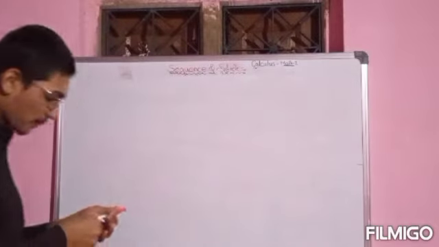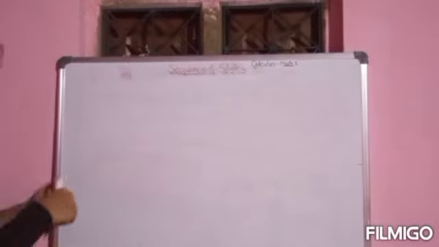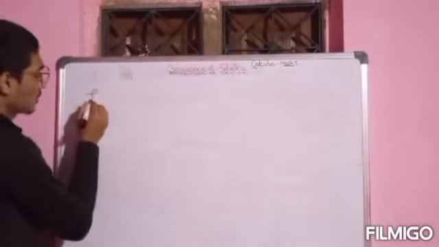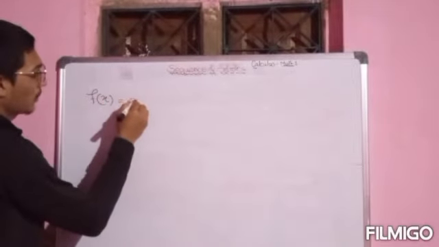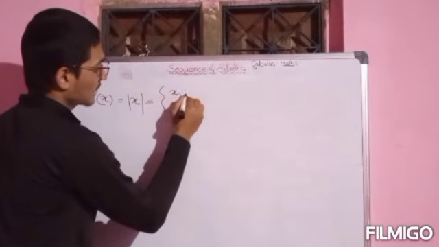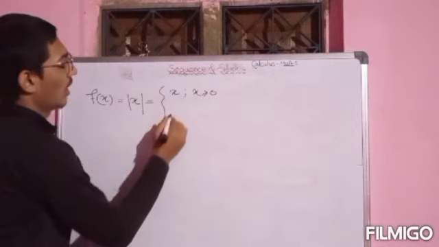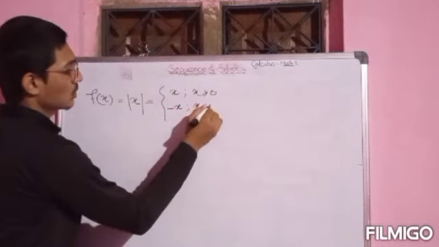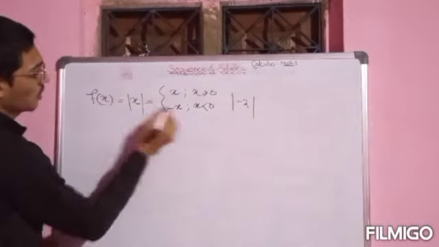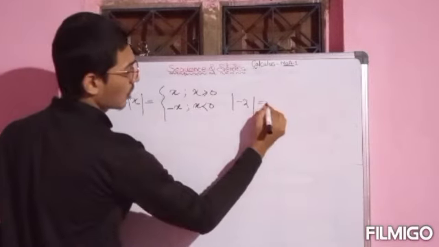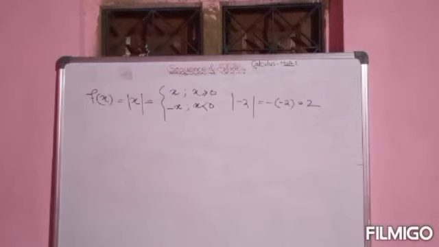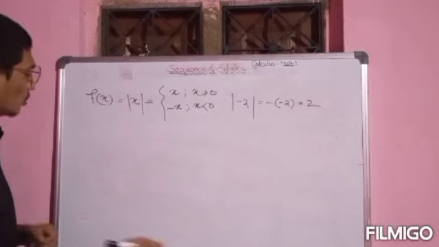Now let's come to something I think you all know: absolute functions. What is an absolute function? f of x, and we write mod x, the modulus function. This is equal to x if x is greater than or equal to 0, and equal to minus x if x is less than 0. For example, what is mod of -2? Since -2 is less than 0, mod x is equal to minus of -2, which is 2. You know this.